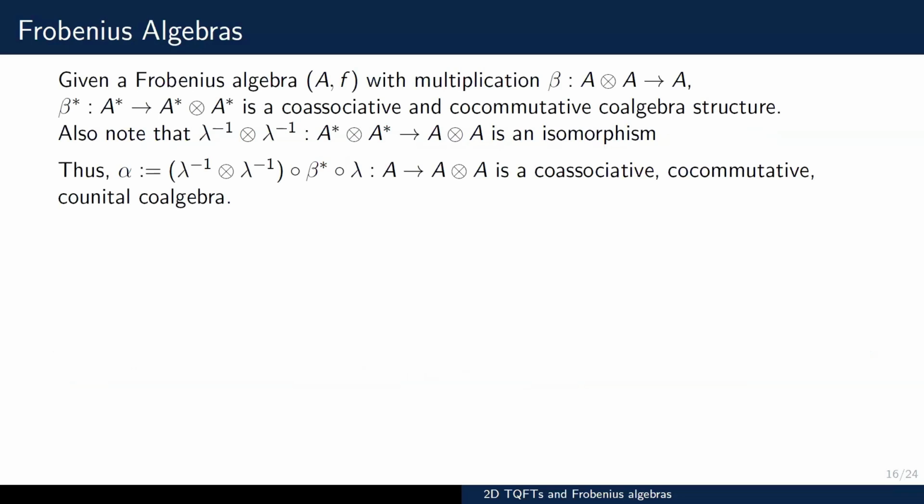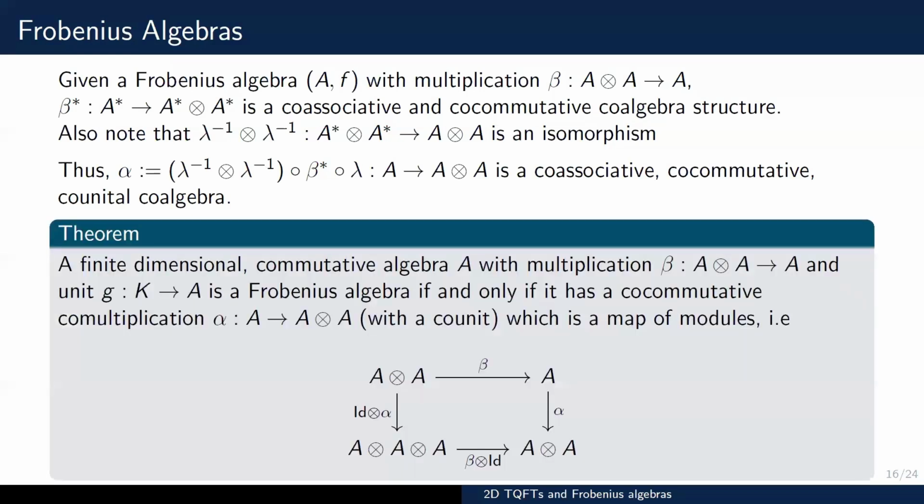However, can we go the other way around? Given a space which has both an algebra and a coalgebra structure, can we say that it is a Frobenius algebra? Almost. Long story short, just one commutative diagram needs to be satisfied, given by this. This just says that the co-multiplication map is a map of modules. That is, we consider A as an A module. This just shows that co-multiplication and multiplication are compatible with each other.